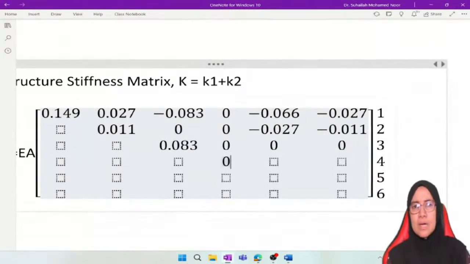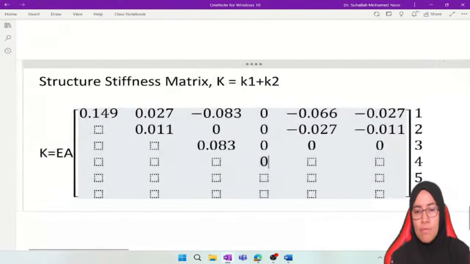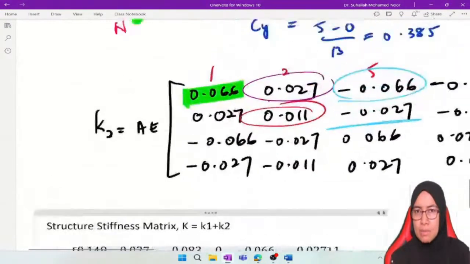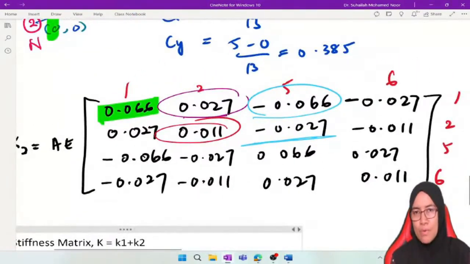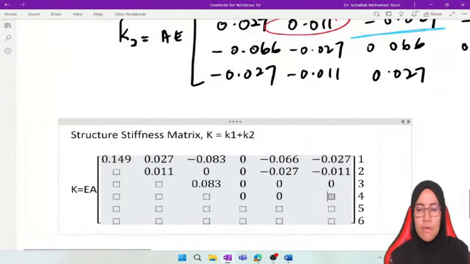4, 5. Next position is 4, 5. We cannot find 4, 5 in both K1 and K2. So it is 0. 4, 6 also 0. When we cannot find the position in K1 and K2, it means there is no intersection. Okay, the value is 0.